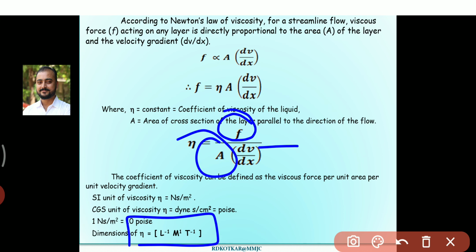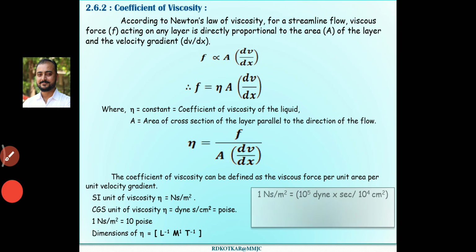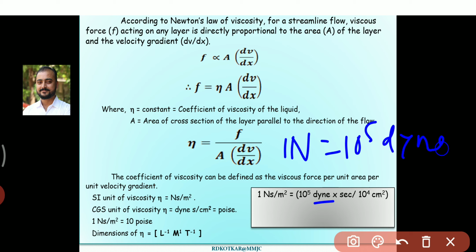Next, how does 1 Newton second per meter square equal 10 poise? For that we have to convert it, means we have to obtain the value of 1 Newton second per meter square in the CGS system. First, we have the unit Newton, which will be converted into dyne. What is the relation there? 1 Newton is equal to 10 to the power 5 dyne.